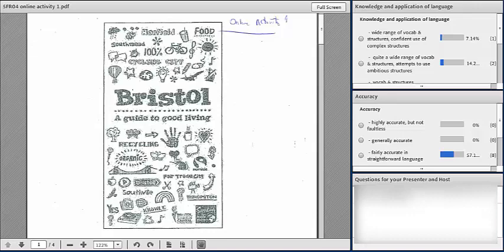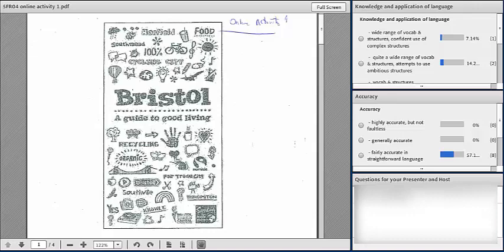So the final mark, accuracy, and I gave you a big clue as to what the mark was for that, and most people have gone for fairly accurate in straightforward language. That's it. So the mark of 3 for accuracy there. Some of you have considered that there are basic errors that impede communication, and that is a fair point. There are basic errors that impede communication, but the majority of the work, over 50% of the spellings, are correct. And so that is definitely capable of being awarded 3.